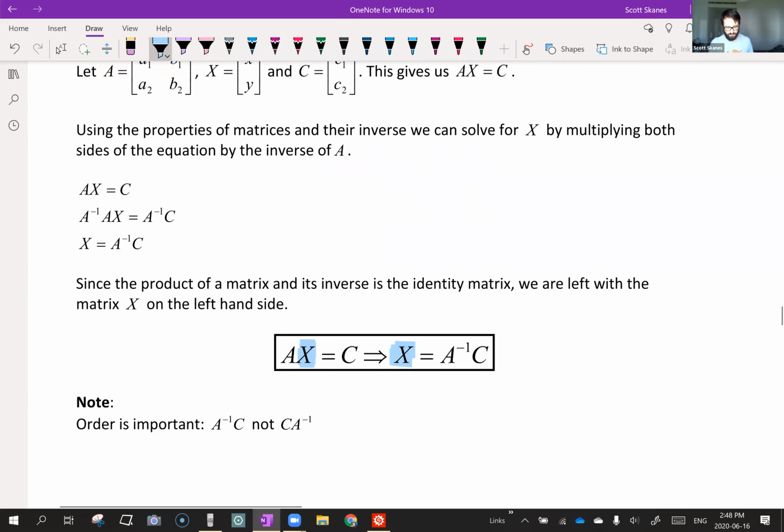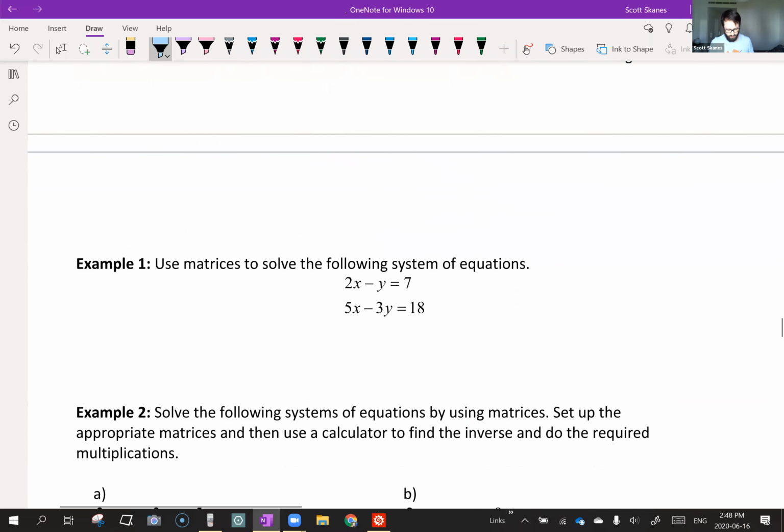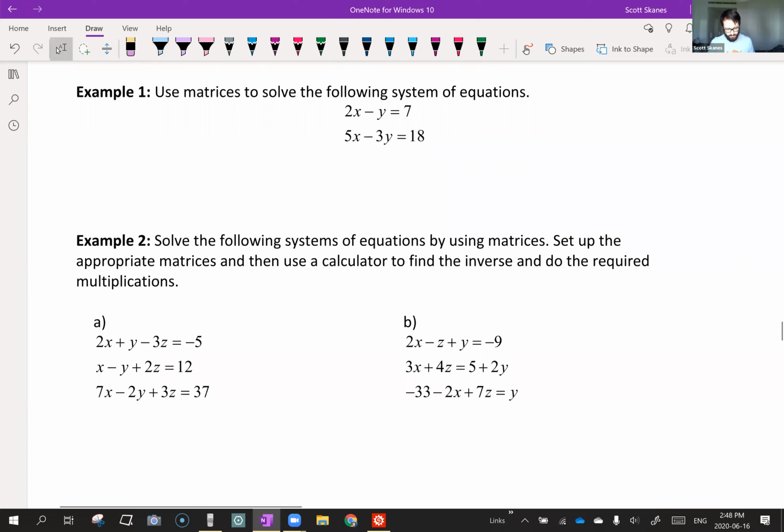I'm going to skip all of this stuff because you don't really need to know it to be able to solve this. So let me show you how this works. This system of equations actually has three parts. It has the coefficients. I'll write this out. A is what we call the coefficient matrix, which is the matrix that holds all the numbers in front of the letters.